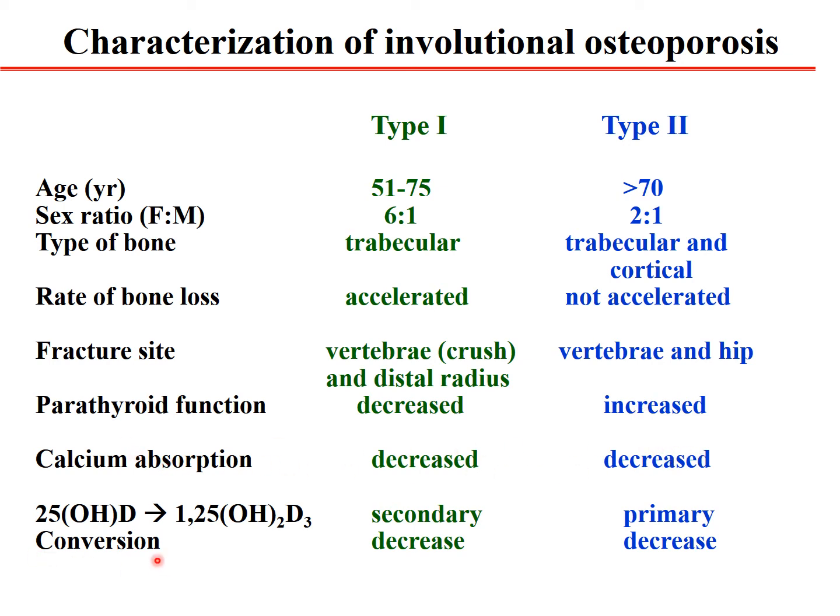Why? Let's see, the conversion or the active vitamin D formation is secondarily decreased in the case of postmenopausal osteoporosis. Why? In the primary problem in involutional osteoporosis, the sensitivity of the cells is decreased by age.